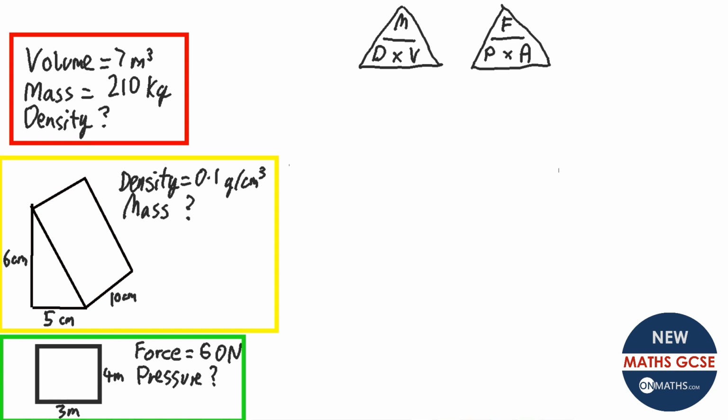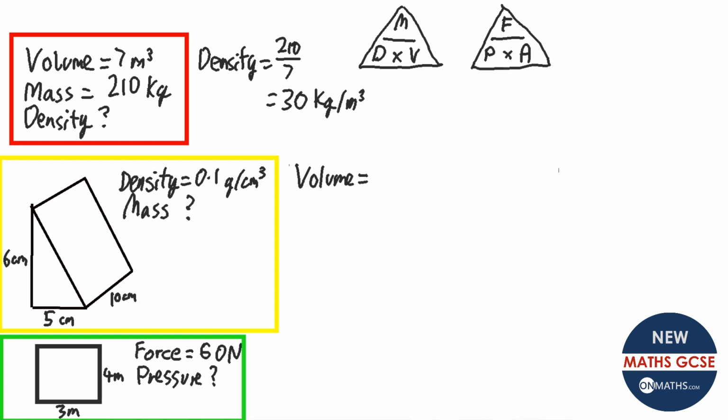Okay, so for this first one, to work out the density, you've got to do the mass, which is 210, over the volume, which is 7. Now I know 21 divided by 7 is 3, so that's going to be 30. Let's get the units. Now the mass is in kilograms, and the units are in meters cubed. So it's kilograms per meters cubed. Okay, this next one, go work out the volume first.